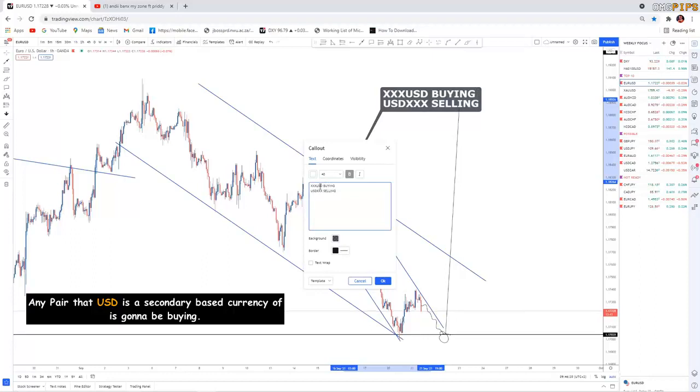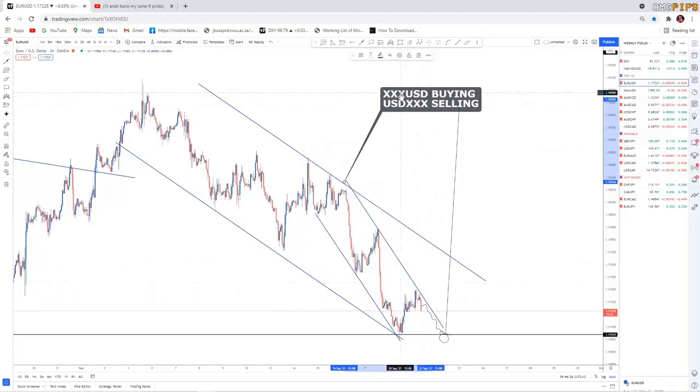So any pair that has USD as its secondary base currency is going to be buying, because maybe it can be CAD, it can be EUR/USD, GBP/USD, what else, AUD/USD, you see, things like that will be buying. And then USD/CHF, USD/JPY, USD/CAD, all of those would be selling, and all of that against the USD will be buying.